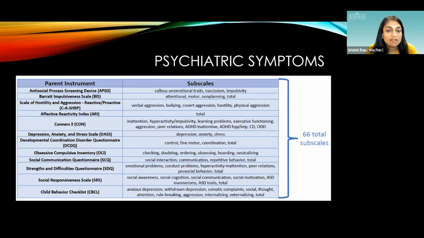This illustration demonstrates, on the left side, the 12 different scales that parents completed about their children or young adults. On the right side are the subscales that make up those scales. So on the right side, these are the 66 total scales that we used to examine psychiatric symptoms.